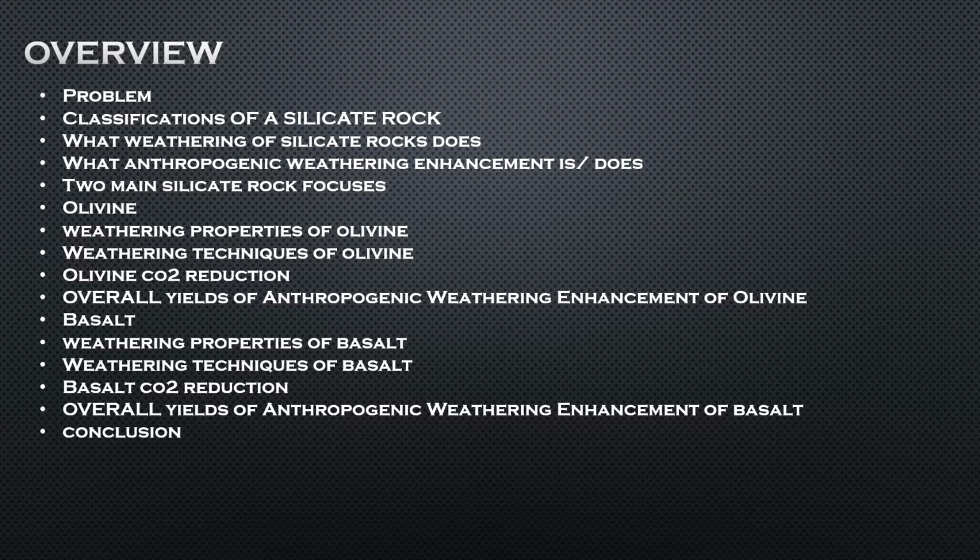So as an overview, today in this Pecha Kucha, I'm going to be covering the main problem that I'm focusing on, classifications of a silicate rock, two main silicate rock focuses of olivine and basalt, and a little bit about each one, their weathering properties, their weathering techniques, olivine CO2 reduction, and also the cost behind each one.